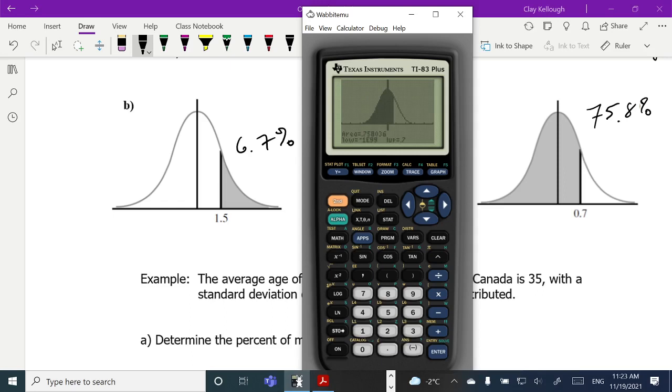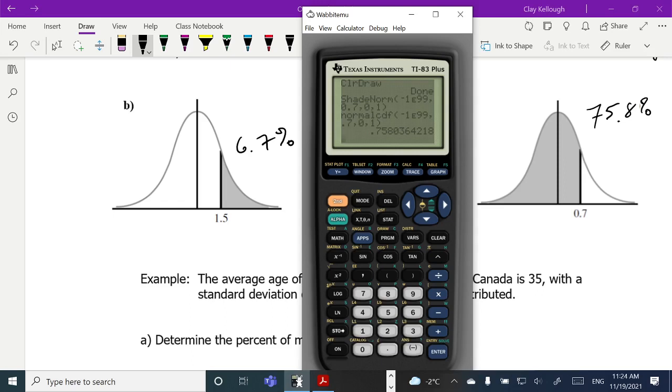Now, if I want to draw something else, I have to clear this drawing. So I go second function, draw, clear all drawings. There it is. And again, if I don't need the drawing, I don't need to use shade norm. I can just calculate the distribution using number 2, normalcdf, and the same numbers, -1 E99, comma, 0.7, comma, 0, comma, 1, close brackets, equals, there it is, 75.8%.